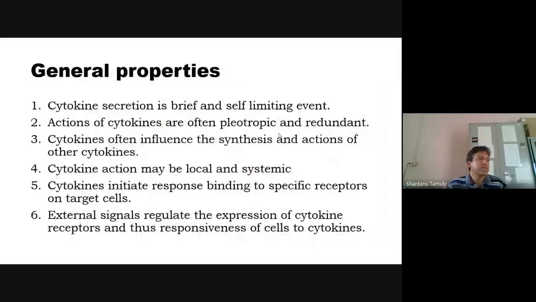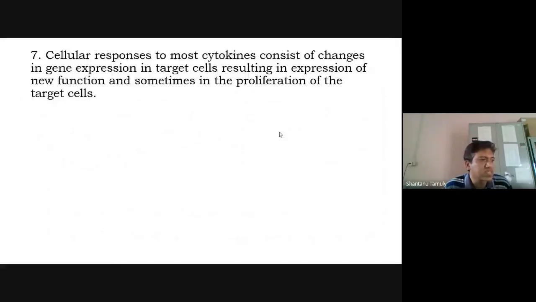Okay. Then cellular responses to most cytokines consist of changes in gene expression in the target cell, resulting in expression of new functions. So this I have already mentioned. That means how the target cell shows the effect of the cytokine. The cytokine binds the receptor and then initiates a cascade of reactions. These reactions stimulate expression of certain genes. Okay, so these genes are responsible for proliferation of the target cell.